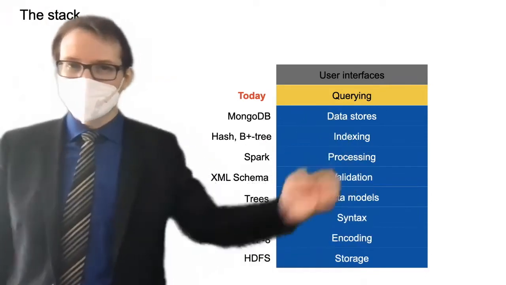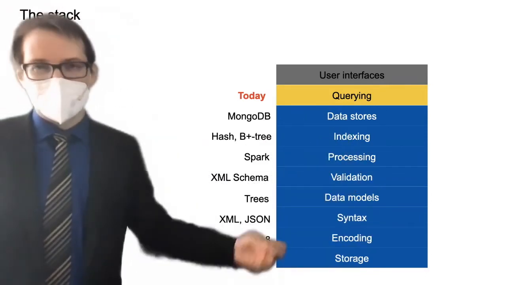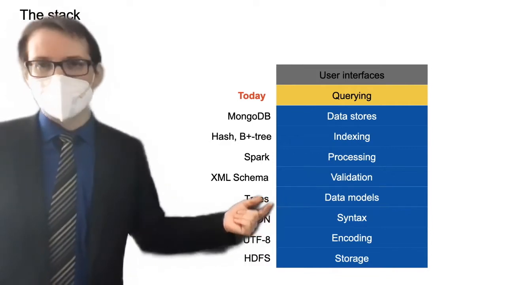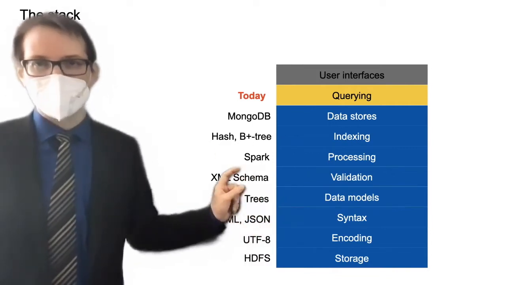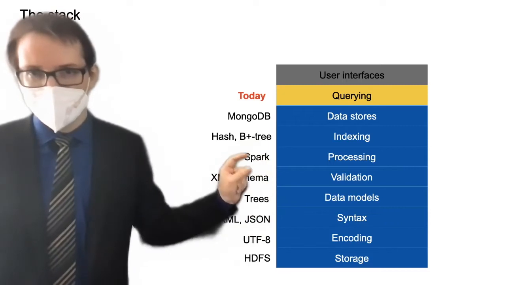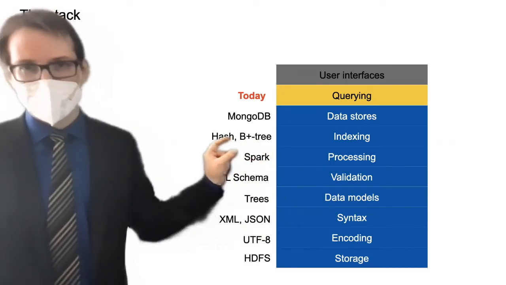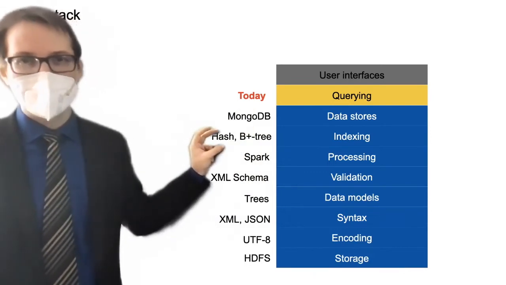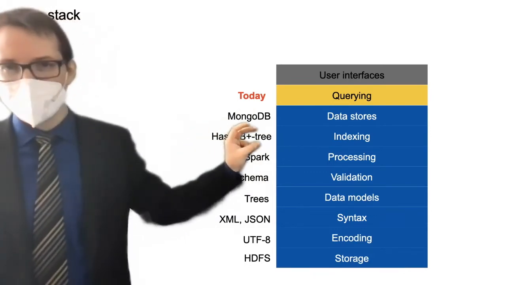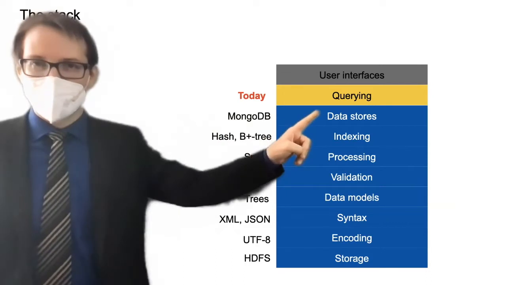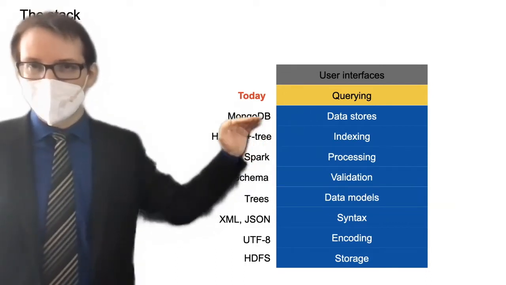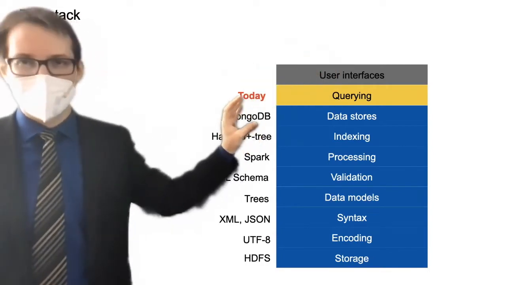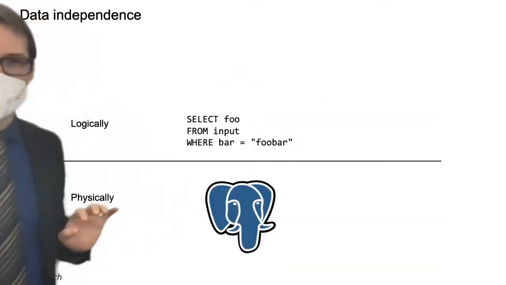But you see the progress we've made though, right? We have this whole stack. We have storage, HDFS or S3. We have syntax, XML or JSON. We can have 3 data models, that is denormalized tables. We can validate our data. We can fit it in DataFrames. We can process with Spark. We can build indices in the case of MongoDB, hash indices, B+3 indices. We have data stores like MongoDB and so on. And now the ultimate level, because user interfaces are not part of the lecture, is the querying language.